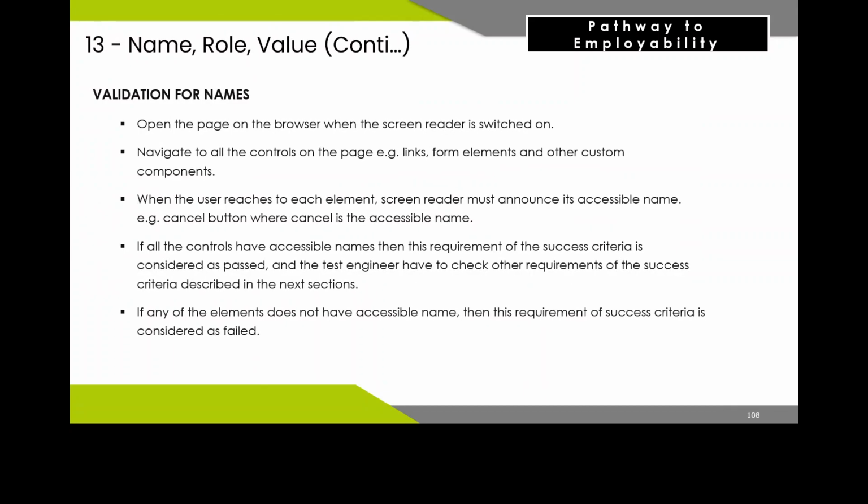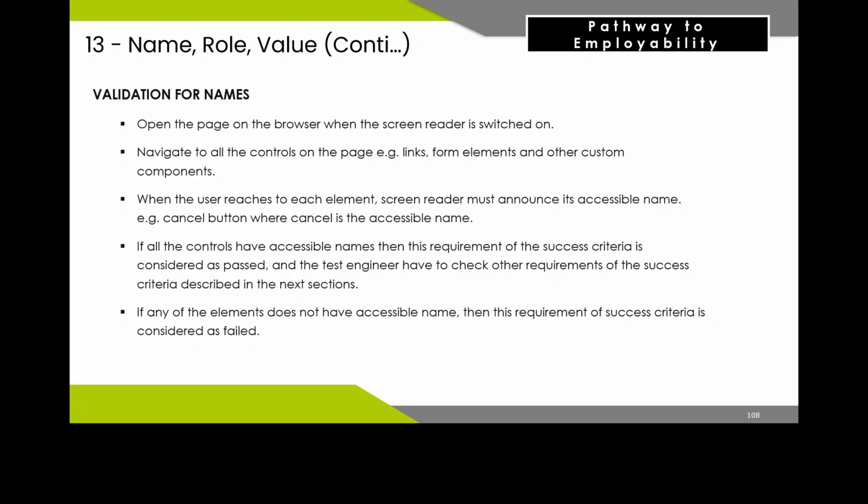Here, understand validation for names. Firstly, open the page on the browser when the screen reader is switched on. Navigate to all the controls on the page, e.g. links, form elements, and other custom components. When the user reaches each element, the screen reader must announce its accessible name, e.g. cancel button, where cancel is the accessible name.